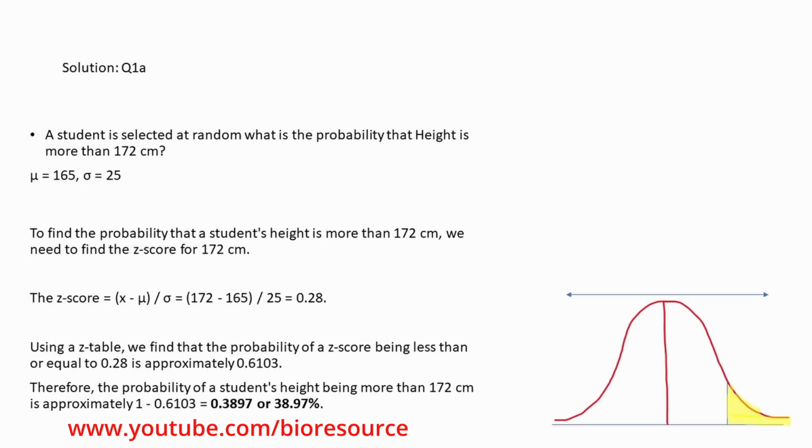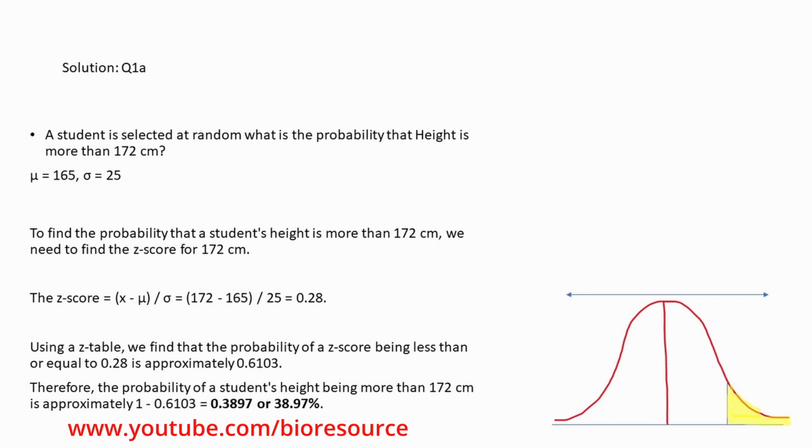The first part we have already discussed in the previous video. This can be solved by calculating the Z score. The Z score can be calculated by subtracting the mean from the x value and dividing by the standard deviation. In this case, let x be the random variable, with value 172. So it is 172 minus 165, the mean, divided by the standard deviation, 25. Solving this, we get a Z score of 0.28.